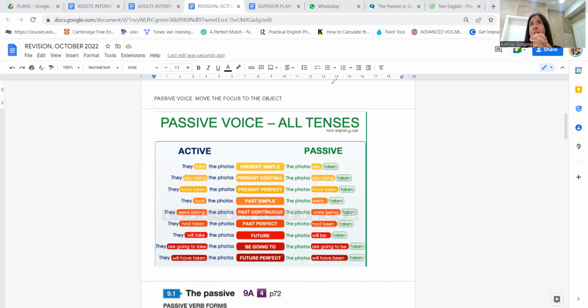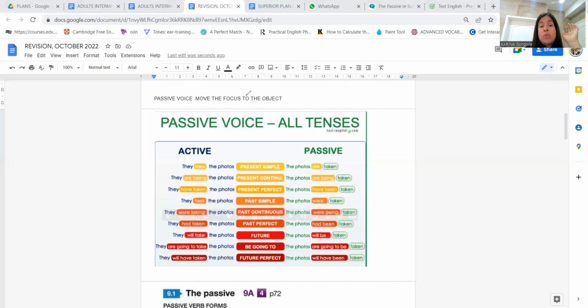Another reason could be that we want to be more impersonal, more formal. Generally, passive voice is associated with formality. So if you want to be more formal, you are going to use passive voice. If you want to write a text and you want your text to be formal, you are going to use passive voice, right? Okay, you know this.